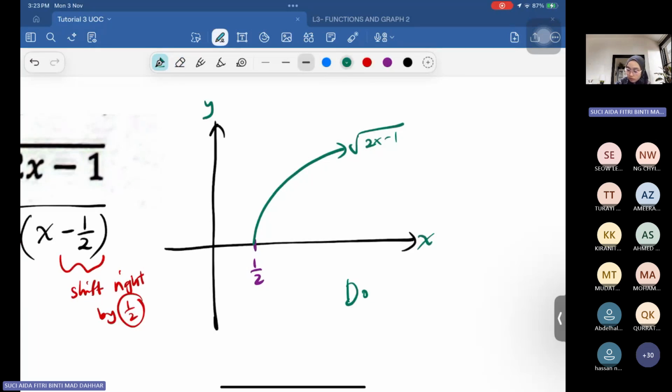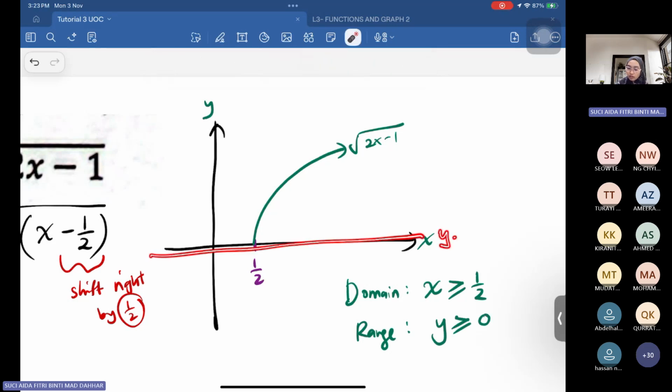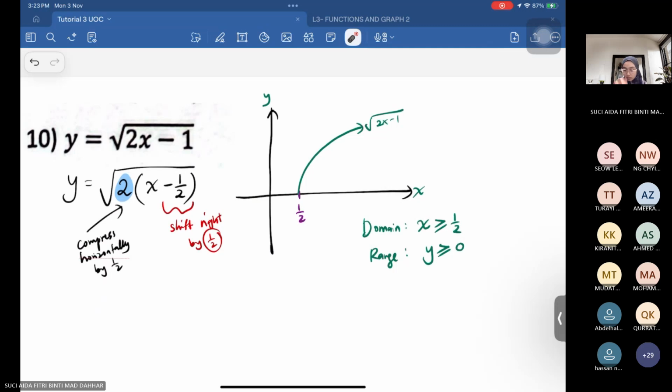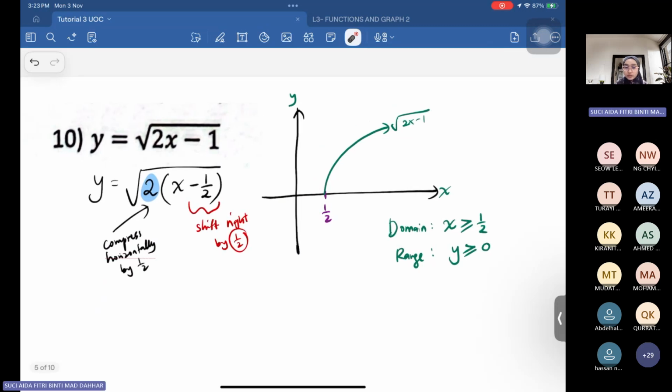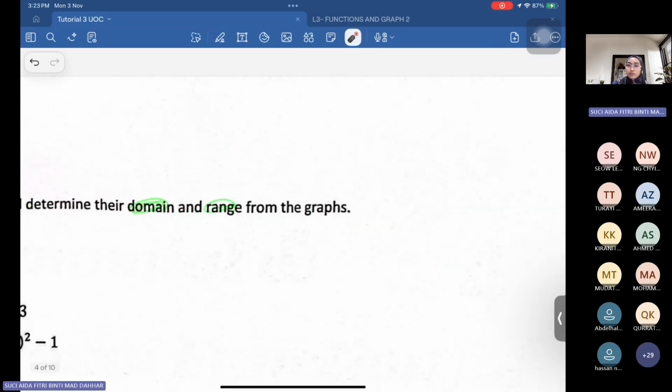Now give me the domain of this graph. Your x is more than or equals to half. Your range, y is more than or equals to 0. This is the smallest y value at 0. Everything else is above it. Okay? Done. Question 10. Next.